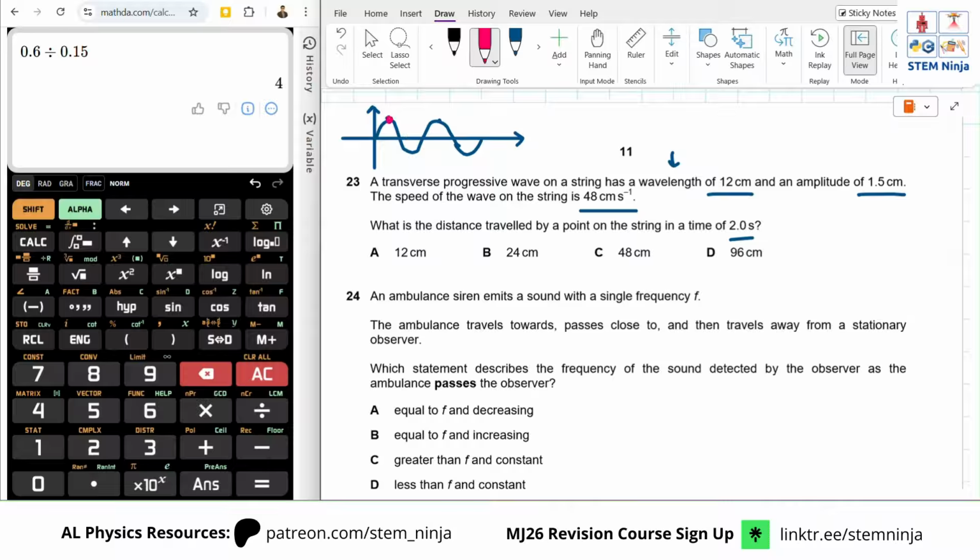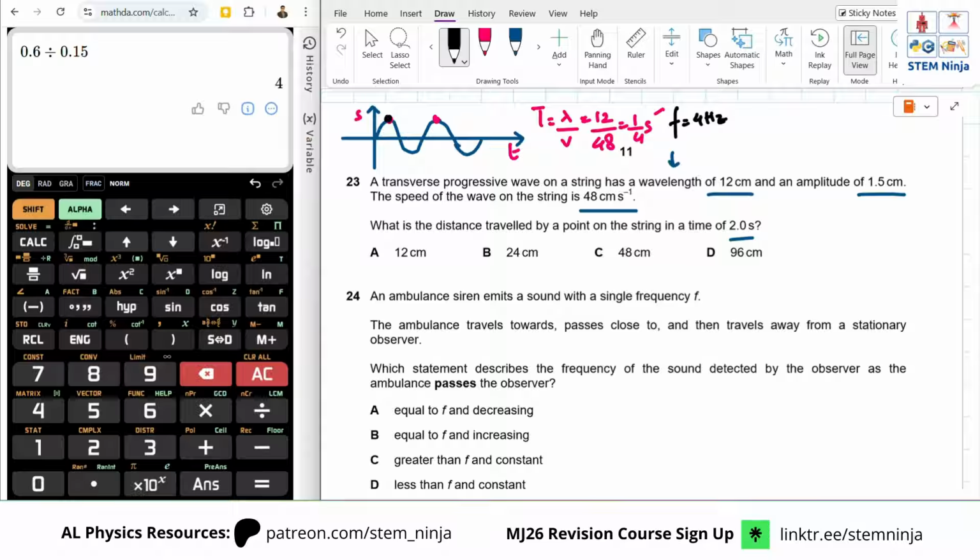Right, so the wavelength between the 2 points is 12 centimeters, but we do not know the time. So for the time period, what we can do is distance over speed. That is exactly how we derive v equals f lambda. So wavelength is 12, speed is 48, so that means 1/4 of a second, which means frequency is 4 hertz. That means 4 waves in 1 second.